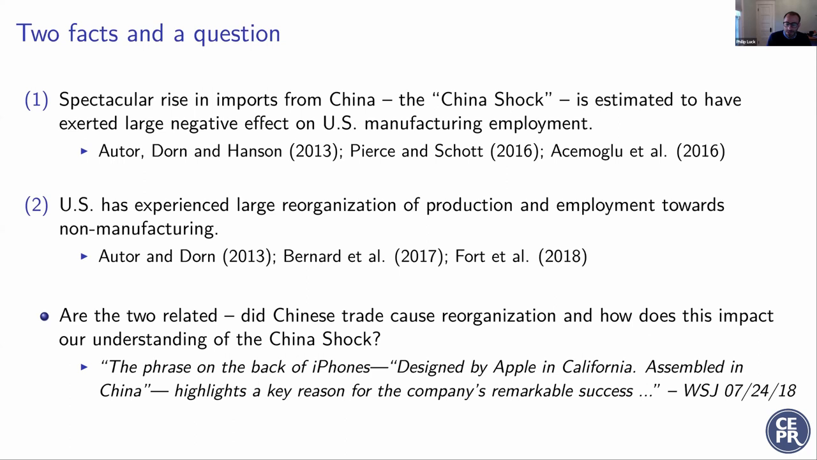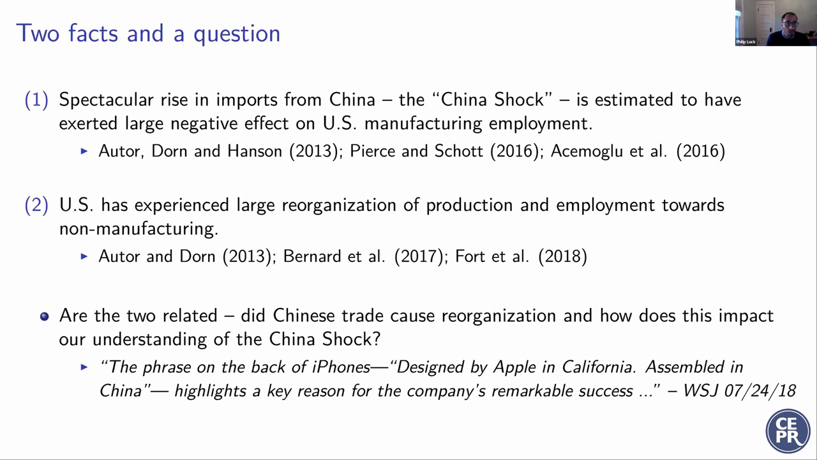To some extent, this question is well summarized by this quote from the Wall Street Journal: the phrase on the back of the iPhone, designed by Apple in California, assembled in China. So to what extent has the rise of China as a production hub led to growth in non-manufacturing employment, including design?